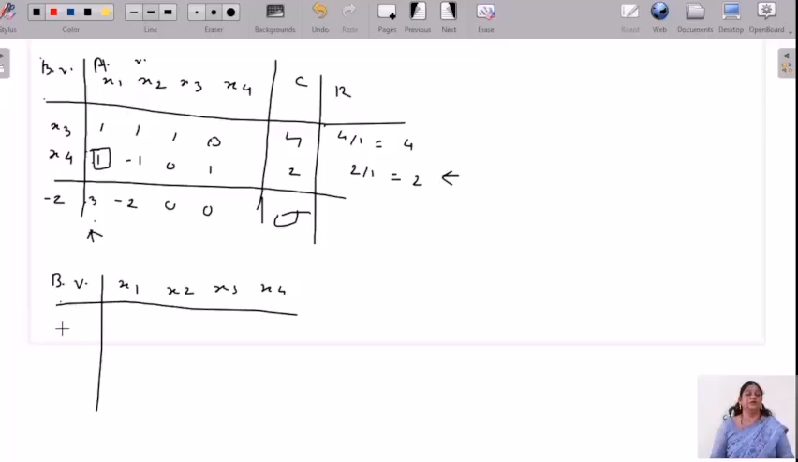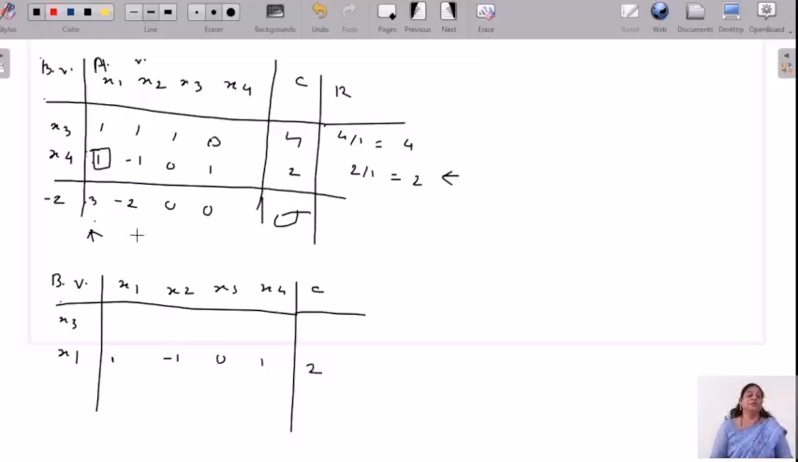Your x3 is as it is, but instead of x4 there is an entry variable x1. Right hand side constant C. Then first write the pivot element row 1: minus 1, 0, 1, right hand side constant is 2.